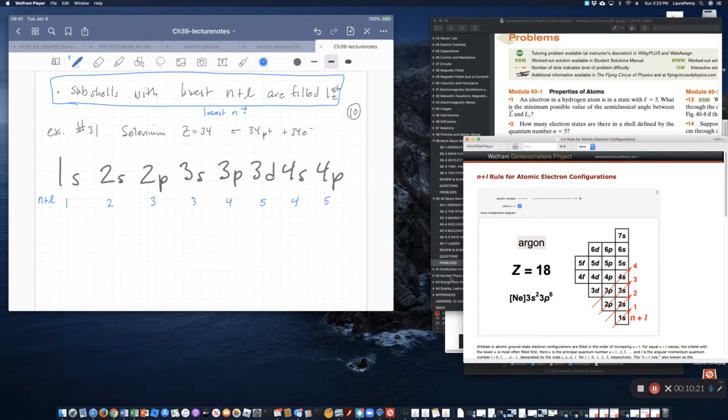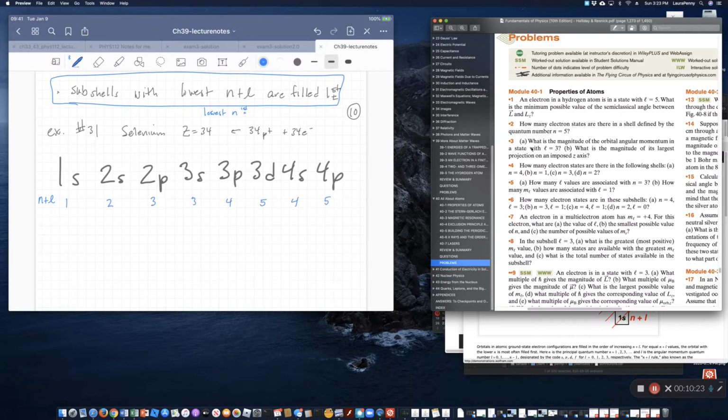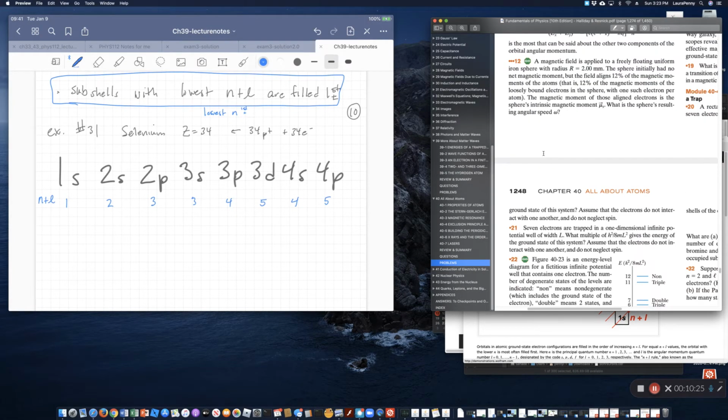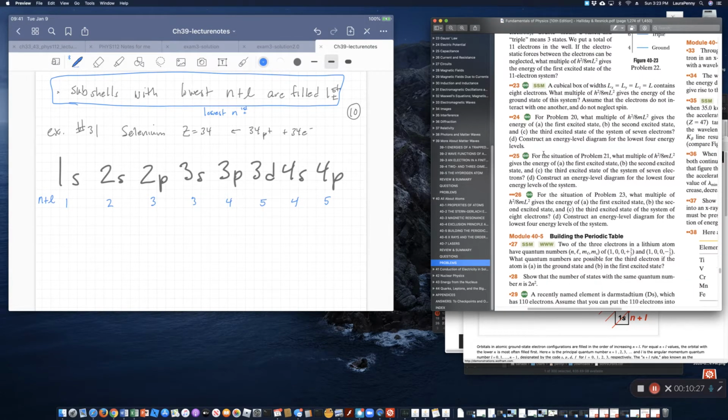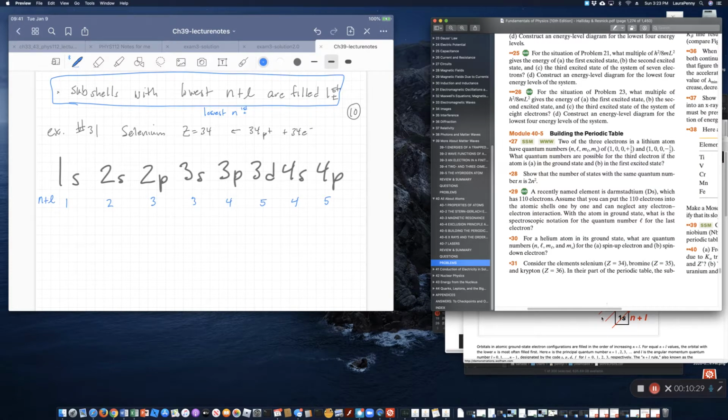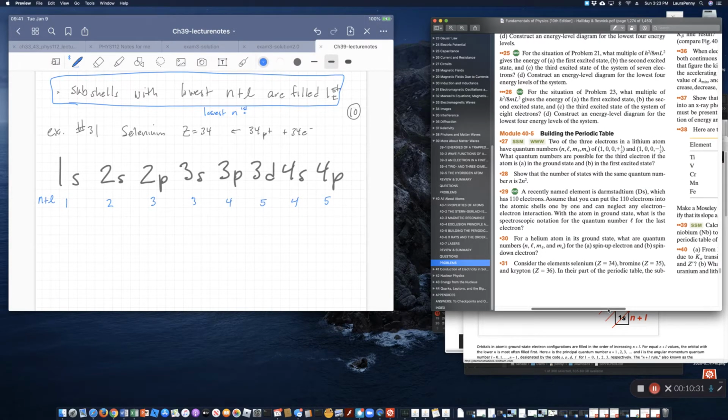Actually, what did I do with the book? There's the book. Number 31. And chemistry students, I'm sure, are like, I got this. But for those of us who are not chemistry students, let's think about it. So number 31 says, we're just going to do selenium, which is the first one. It says selenium, where capital Z equals 34.